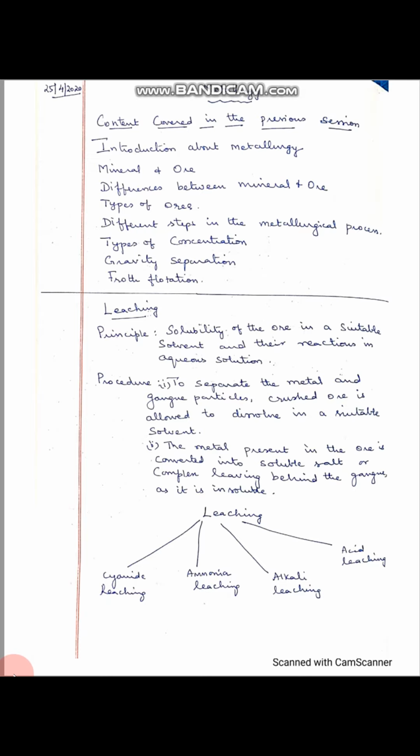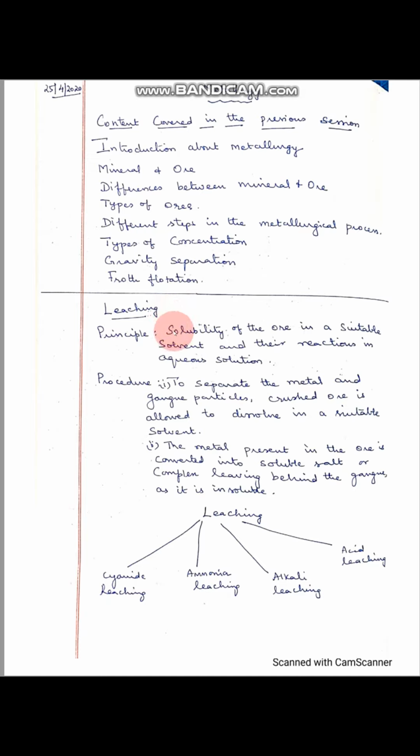We'll have a very small recap of what we have completed in the previous session. Like Sumati ma'am introduced about metallurgy, and then what is a mineral and an ore, differences between mineral and ore, types of ores, and then different steps in the metallurgical process, then different types of concentrations. And she just gave you an introduction and explained about gravity separation and froth flotation. Now we are going to continue the lesson.